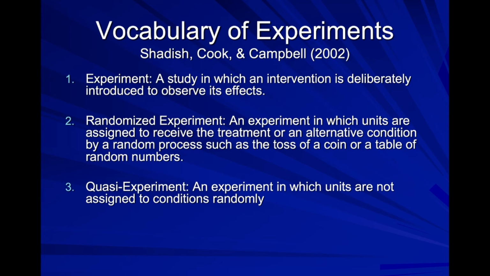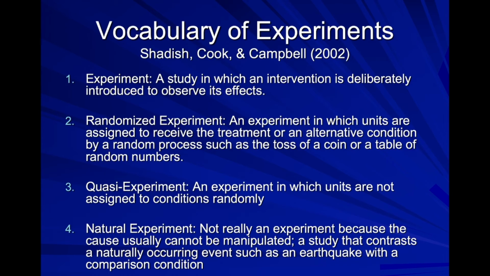And then third, we have a quasi-experiment, and this is when you don't use random assignment. You have a natural experiment, which is important to mention because natural experiments usually are not manipulated. In fact, they are often things that just happen in history. I think of landmark events like the passing of certain laws.